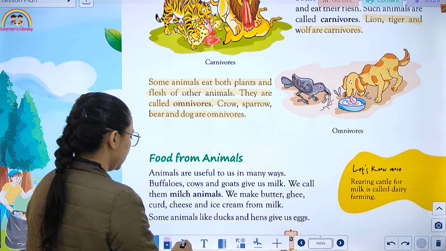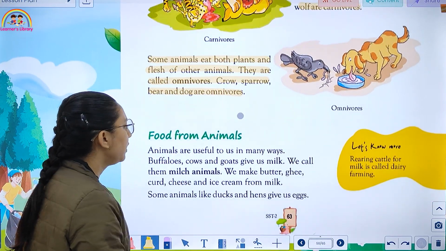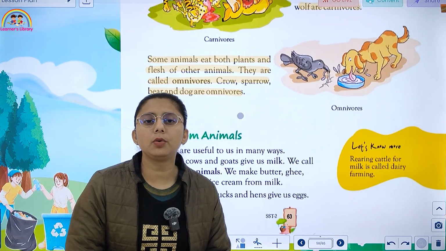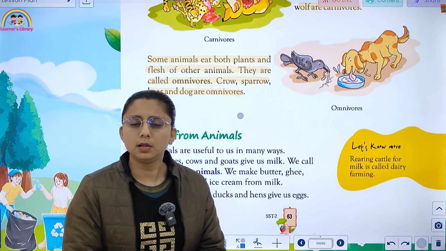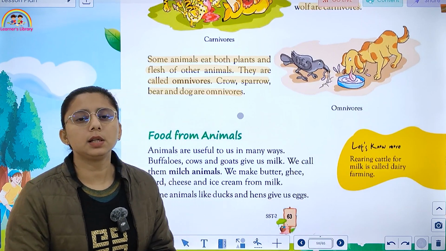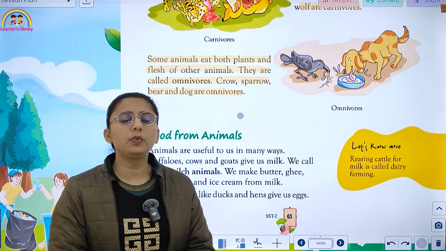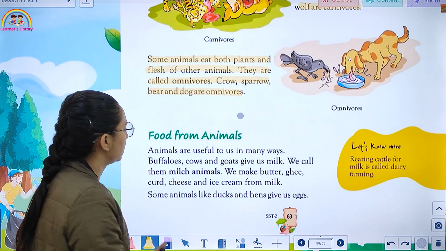Now food from animals. We get different foods from animals. जैसे cow, buffalo, goat हमें क्या देती है? Milk देती है. ठीक है. Hen हमें egg देती है. ठीक है. What are these? These are the different food items that we get from animals.